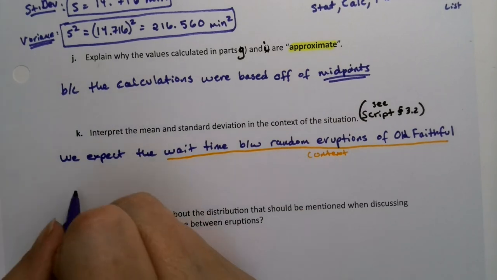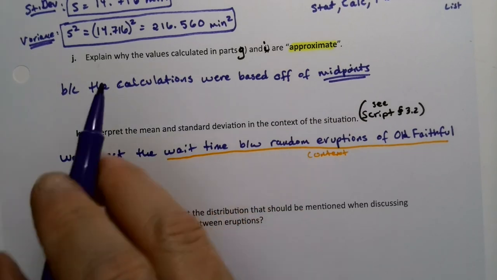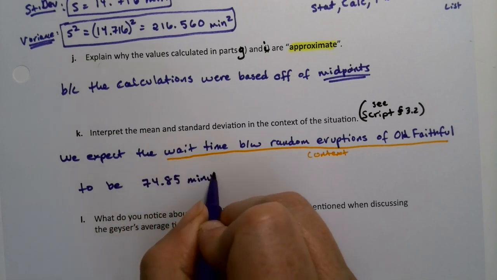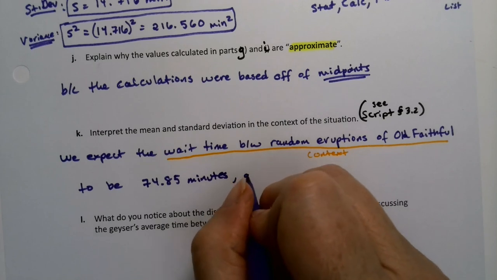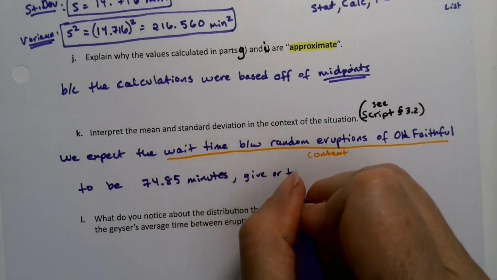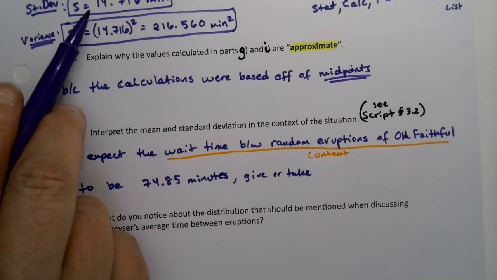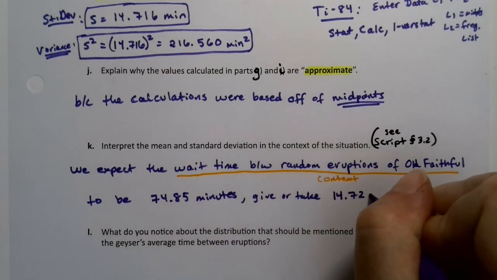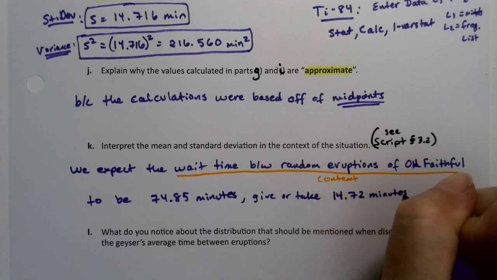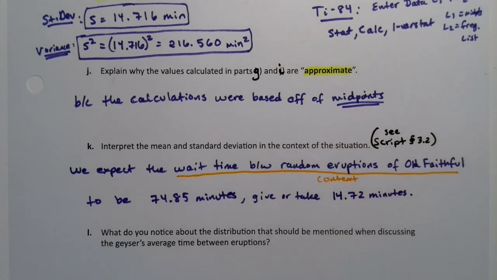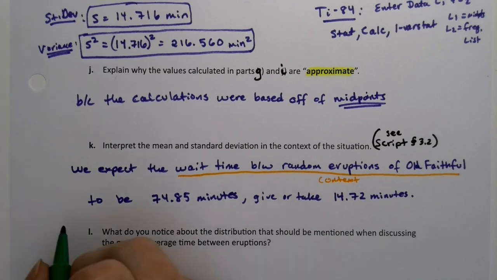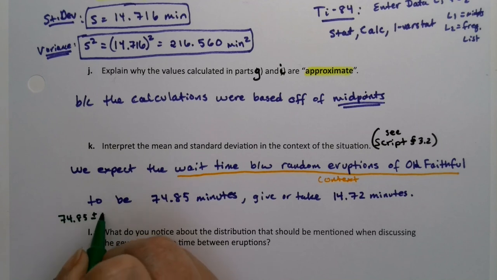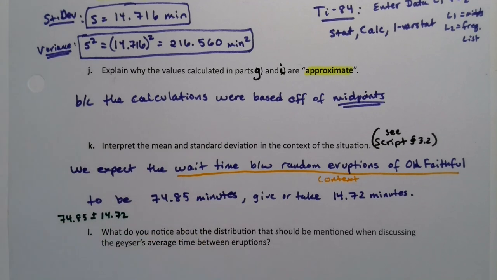And we expect it to be, well, let's see, the mean was 74.85 minutes, give or take. I'm just going to round this a little bit. I'll say like 14.72, so that way they at least have the same number of decimal places. Now let's think about that for a second. If I grab a calculator, what's 74.85 plus or minus 14.72?